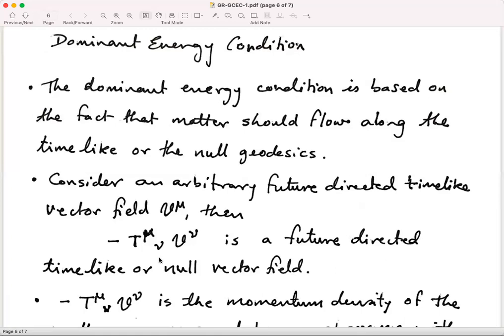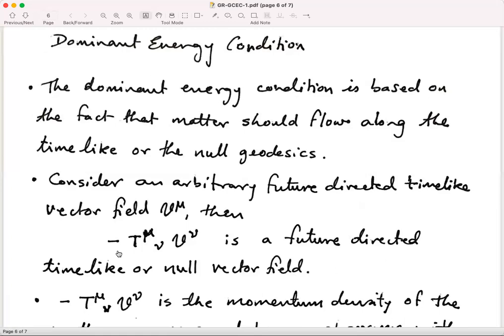T mu nu itself is, of course, the energy momentum tensor or stress tensor. You contract that with the time-like vector V mu, so you have minus T mu nu V mu. This carries a single index mu, and the claim is that this vector is future directed, and either time-like or null.